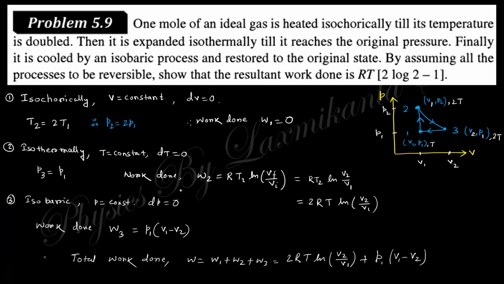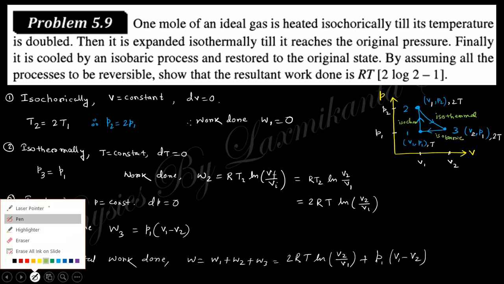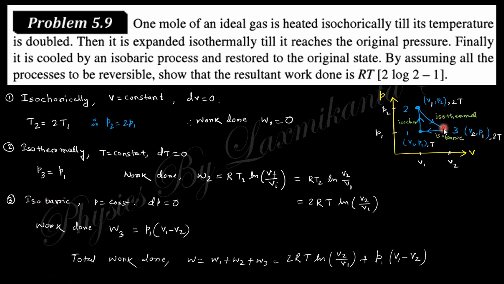This is isothermal, right? This is isochoric, and this is isobaric, right? These three are the processes. So after the isothermal process, it reaches here, and after that this is an isobaric process. So work done for the isochoric process is 0, because work done is P dV. Since dV is 0, work done is 0. For the isothermal process, dT is 0, so dU equals 0.